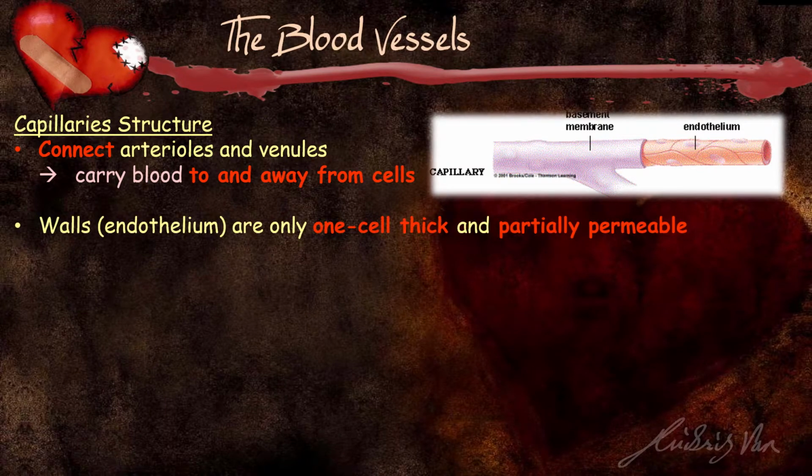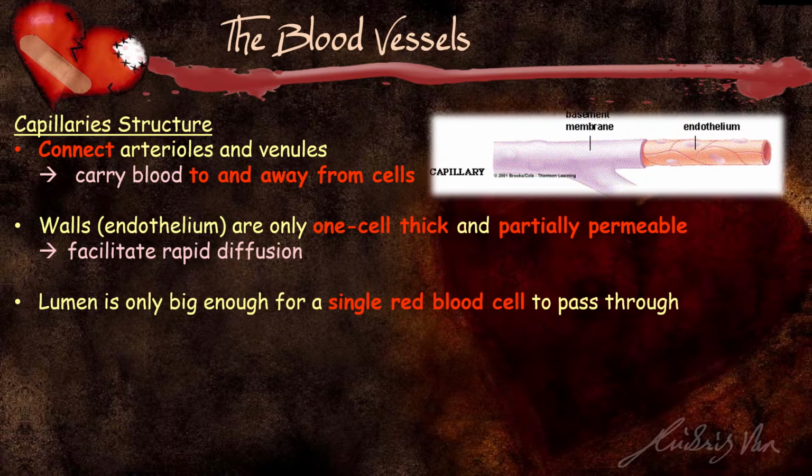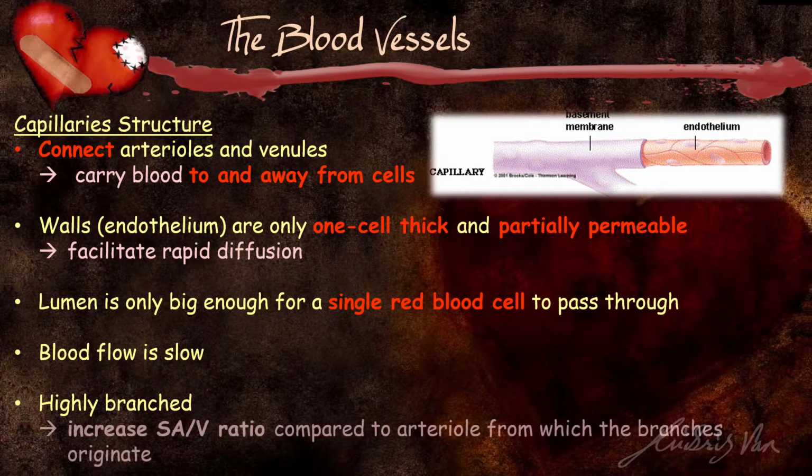The wall of the capillary is 1 cell thick and is partially permeable. That means there are tiny pores in the wall of the capillary. This is to facilitate rapid diffusion. The lumen is only one cell thick, so it will only allow a single red blood cell to squeeze through. Therefore, the blood flow is slow in the capillary. Capillaries are also highly branched, and this is to increase the surface area to volume ratio, which will allow them to deliver blood to all the cells in our body.